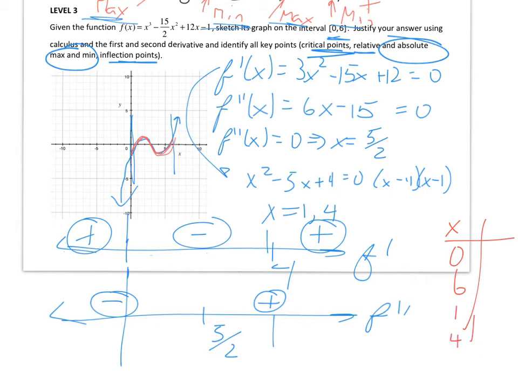And since I want absolute max or min values, I will put them back into f of x. So f of 0 is negative 1. F of 1 is 1 plus 12, that's 13 minus 1 is 12, minus 15 halves. 12 minus 15 halves is 4.5. How about 6? Let's see here. 6 cubed is 216. Minus 1 is 215. Plus 72 is 287. Minus 36 times 15 over 2, that's 18 times 15.